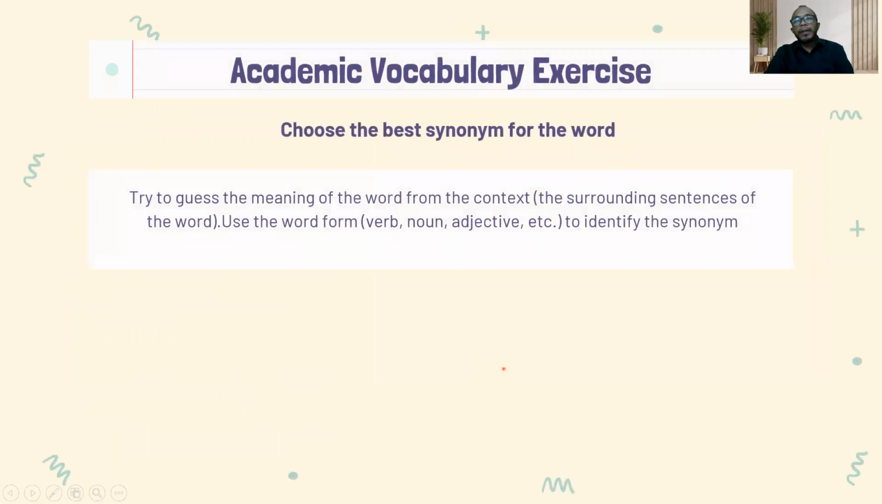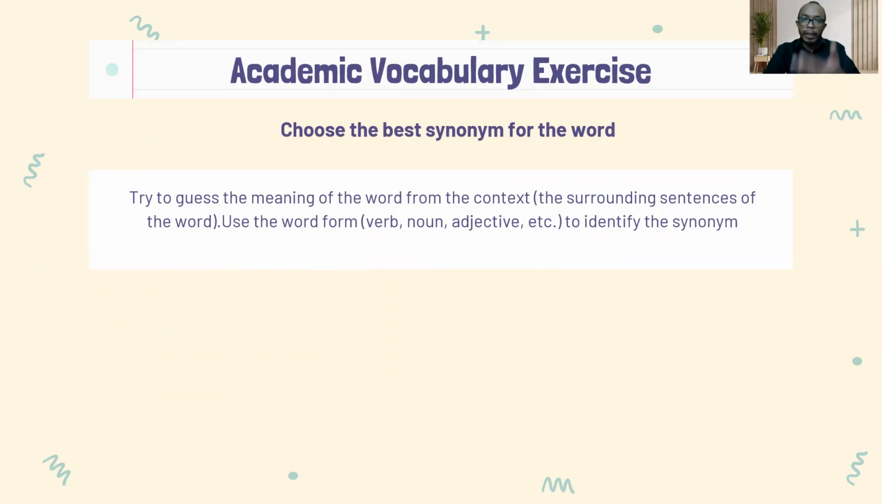Okay, now here's a little bit of an academic vocabulary exercise for you. Choose the best synonym for the word. That would be the instruction. And then try to guess the meaning of the word from the context. So that's the clue for you. And this is also, remember, a very important strategy to improve your vocabulary. You don't have to rely on the dictionaries all the time.